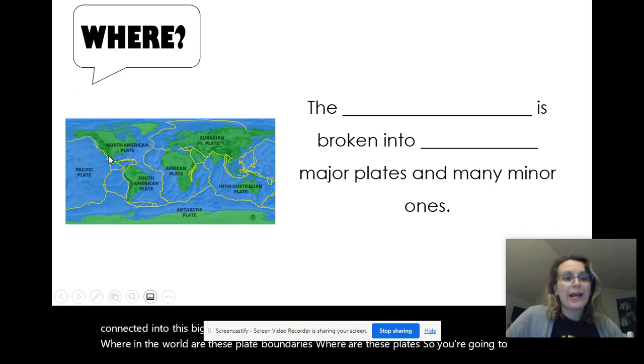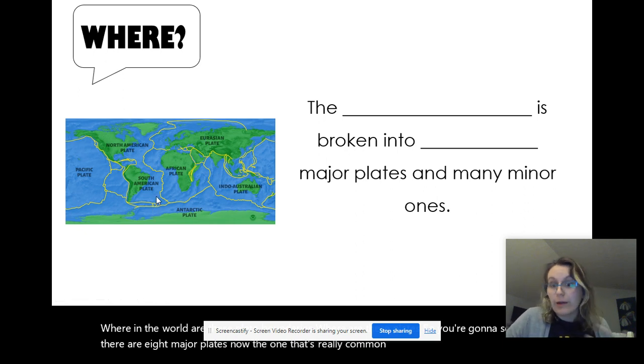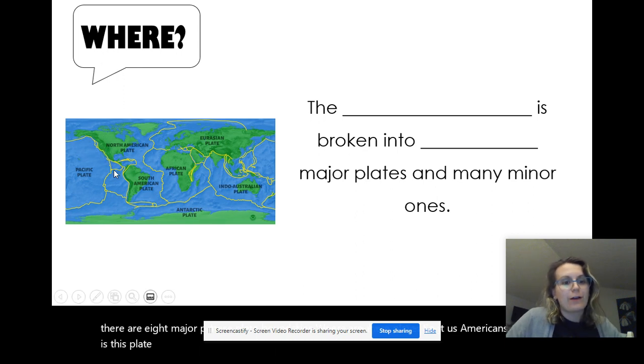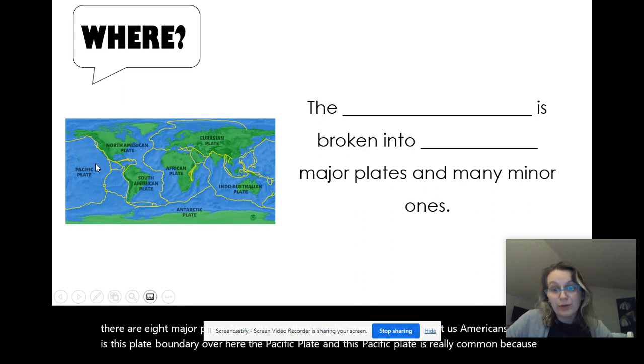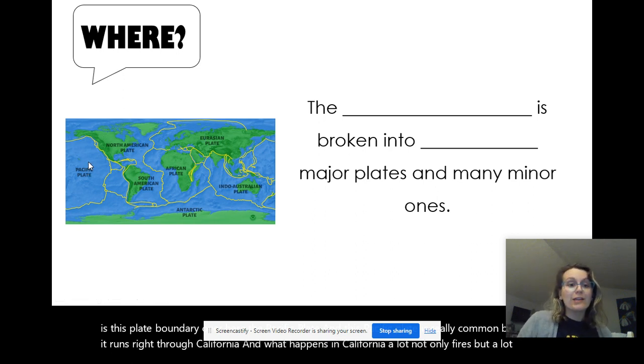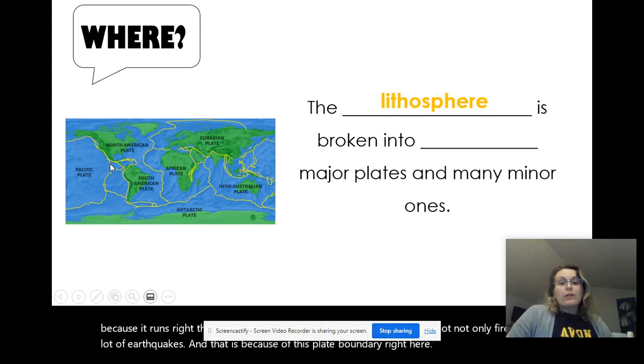So you're going to see there are 8 major plates. Now, the one that's really common that at least us Americans know is this plate boundary over here, the Pacific plate. And this Pacific plate is really common because it runs right through California. And what happens in California a lot? Not only fires, but a lot of earthquakes. And that is because of this plate boundary right here.